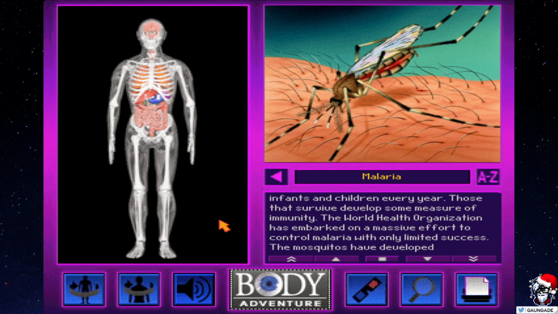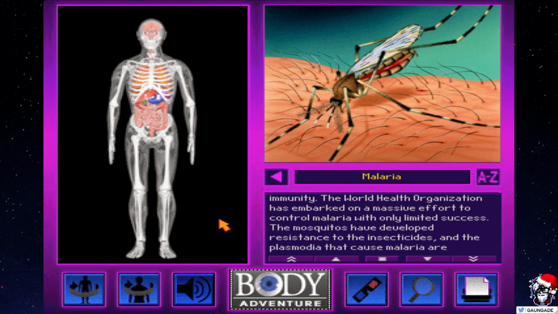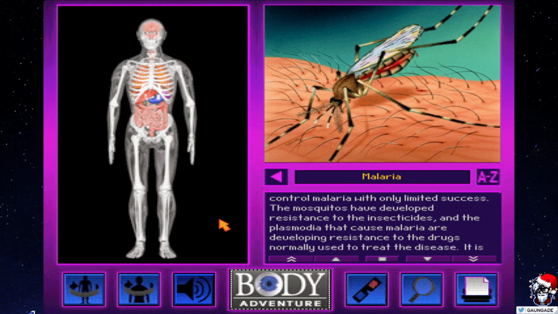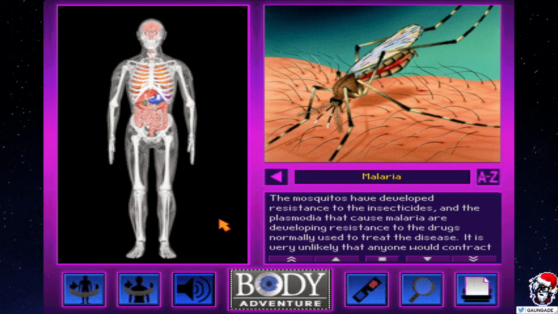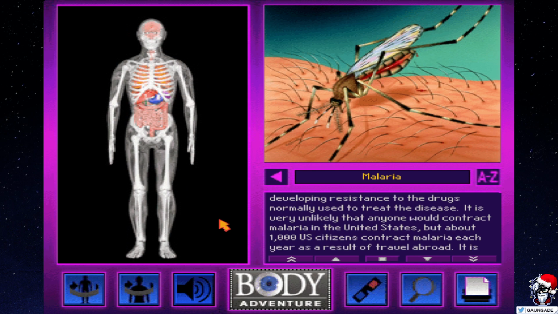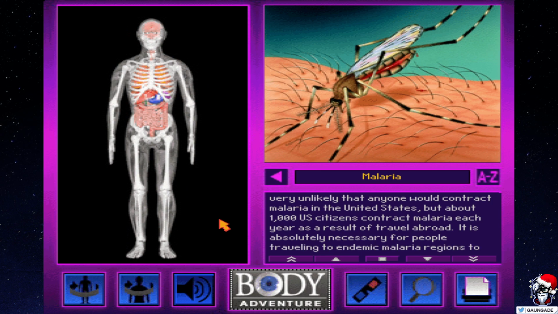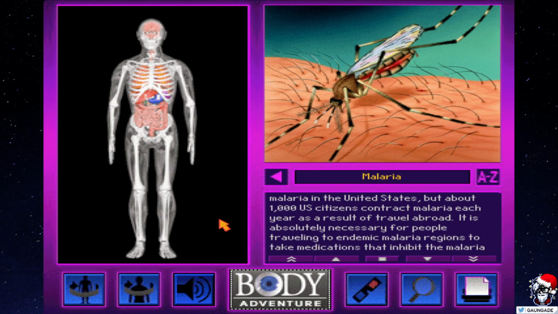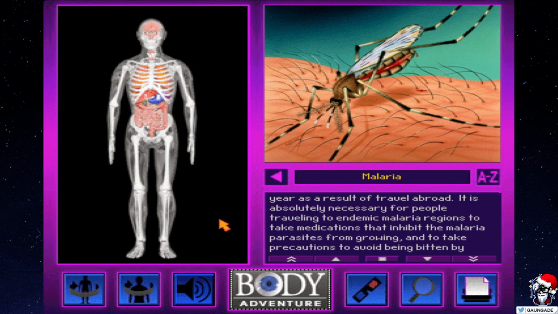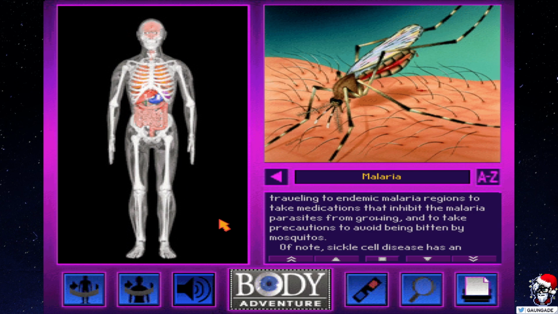The World Health Organization has embarked on a massive effort to control malaria with only limited success. The mosquitoes have developed resistance to the insecticides, and the plasmodia that cause malaria are developing resistance to the drugs normally used to treat the disease. It is very unlikely that anyone would contract malaria in the United States, but about 1,000 U.S. citizens contract malaria each year as a result of travel abroad. It is absolutely necessary for people traveling to endemic malaria regions to take medications that inhibit the malaria parasites from growing and to take precautions to avoid being bitten by mosquitoes.